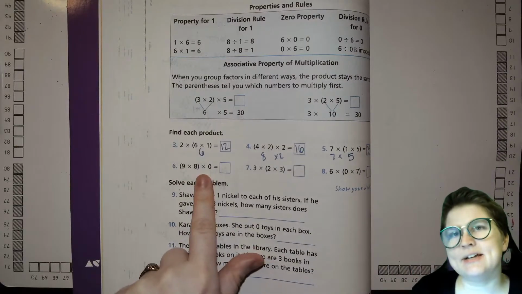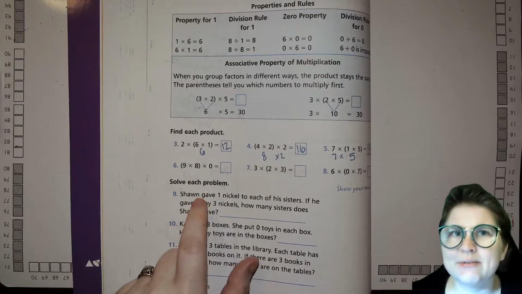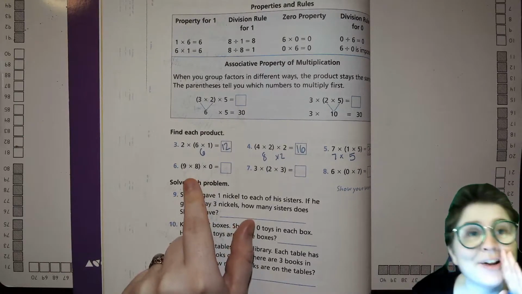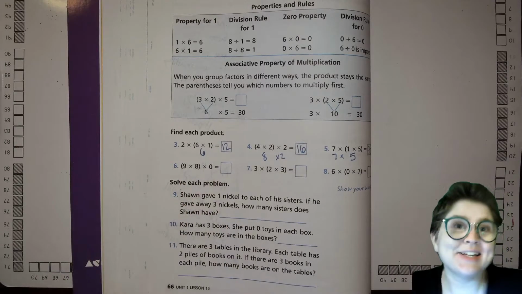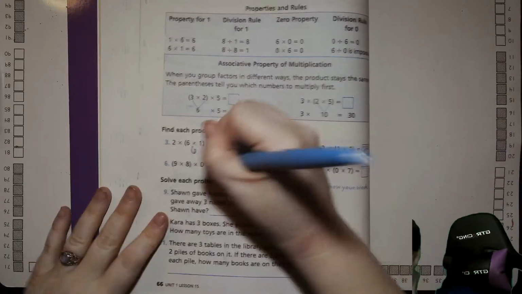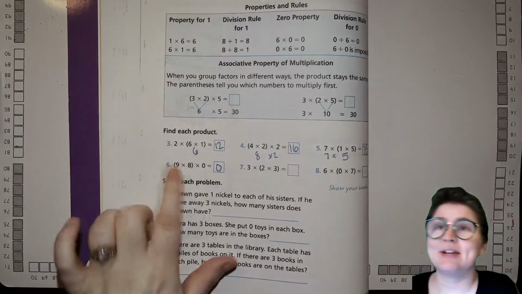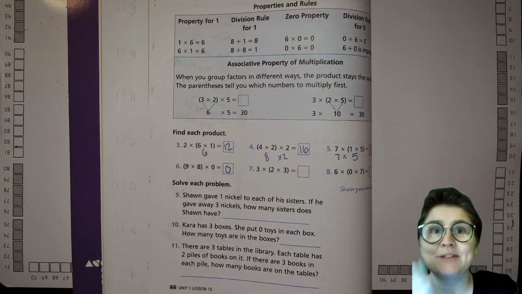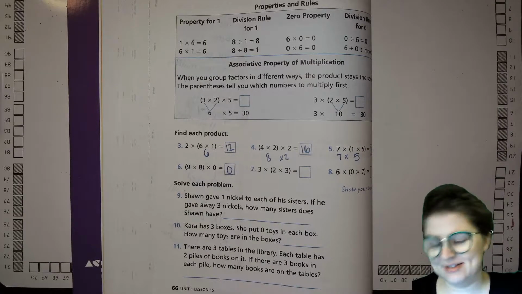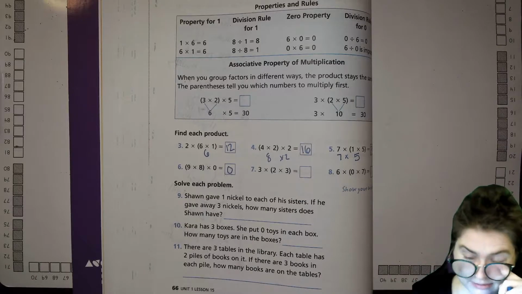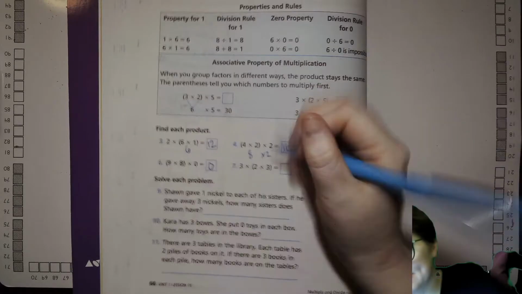9 times 8, you might be looking at this and be like, oh man, I don't have my nines memorized. It doesn't matter, because what are we going to multiply that by? Whatever it is. By 0. So what does the answer have to be? 0. Just so you know, though, 9 times 8 is 72. But 72 times 0 is 0. It's 72 never. Not even once. So 0.